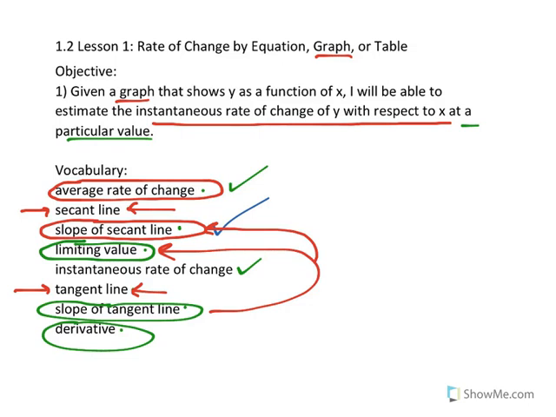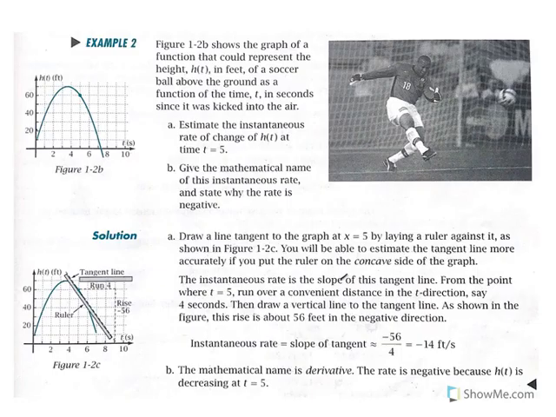Now we'd like to take a look at another example for this objective. Given a graph that shows y as a function of x, you will be able to estimate the instantaneous rate of change of y with respect to x at a particular value. So here we have example 2, and it says here in figure 1-2b, which is this figure here, this shows the graph of a function that could represent the height in feet of a soccer ball above the ground as a function of time t in seconds since it was kicked into the air.